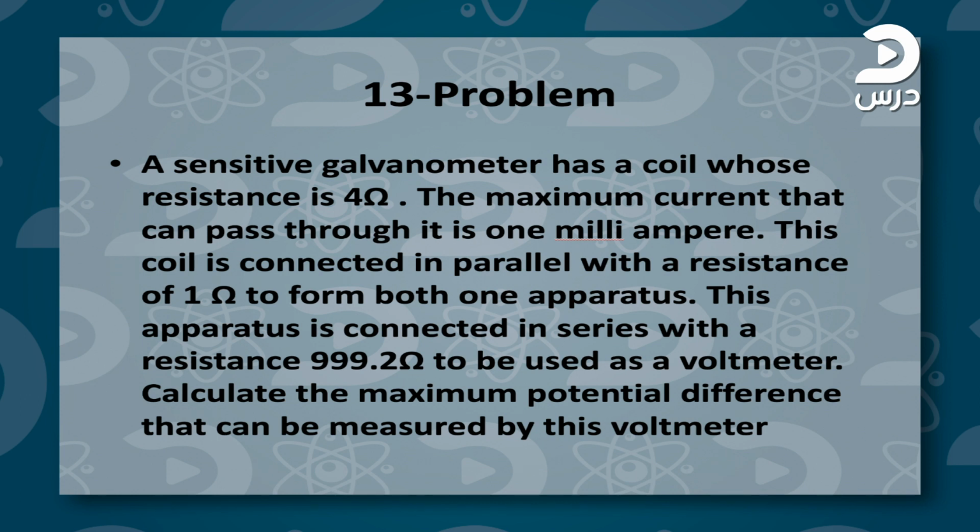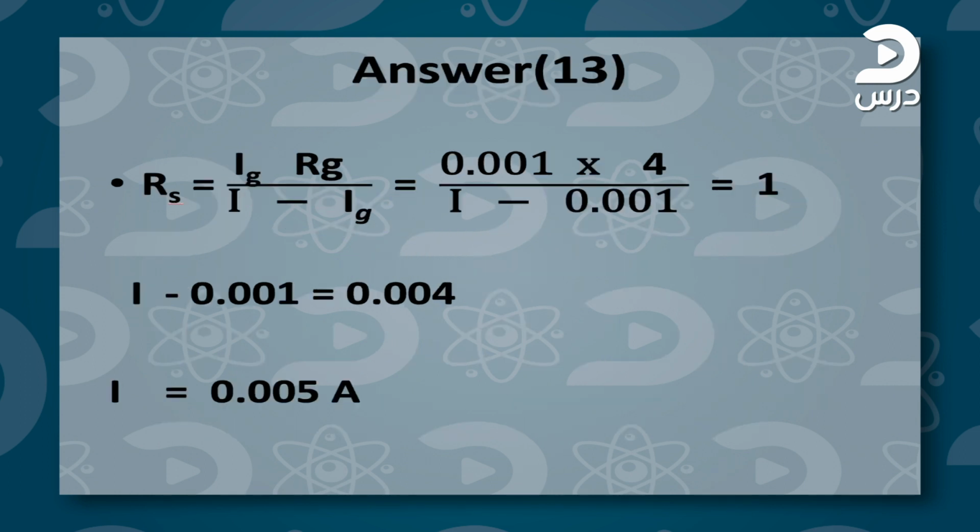of resistance 99.2 ohm to be used as a voltmeter. Calculate the maximum potential difference that can be measured by this voltmeter. The answer: the shunt RS = IG RG over (I minus IG).